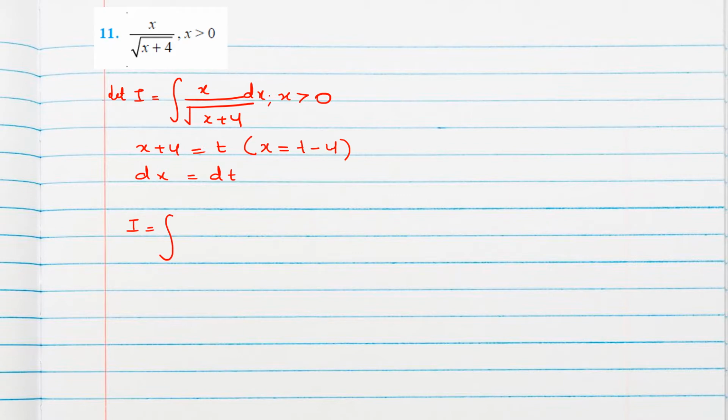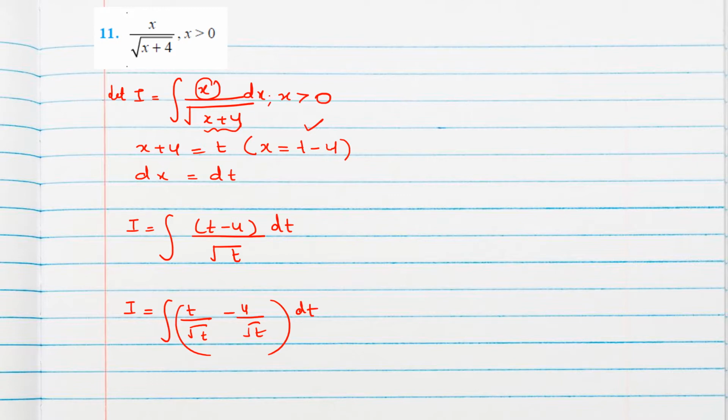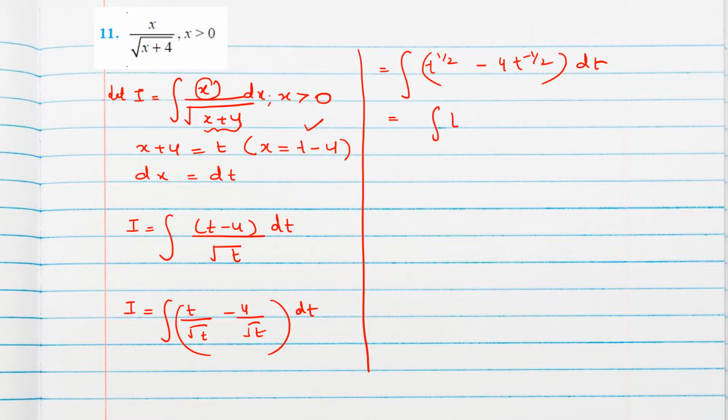So the integral will become, see, x we can substitute as t minus 4, divided by root of this complete term, which is t, and dx is dt. Now separate the denominator: t by root t minus 4 by root t dt. So this is t to the power 1 by half, so 1 minus half means t to the power half will come, and here t to the power minus half will come.